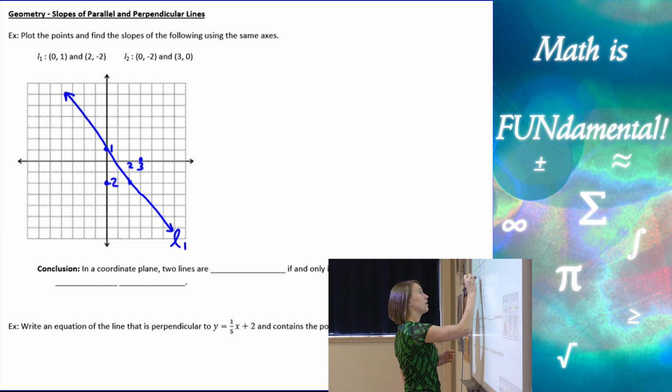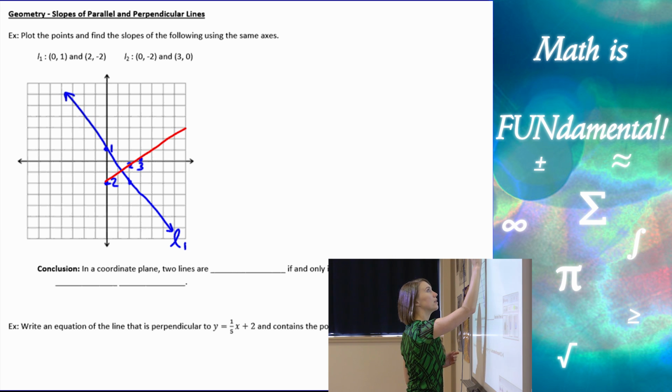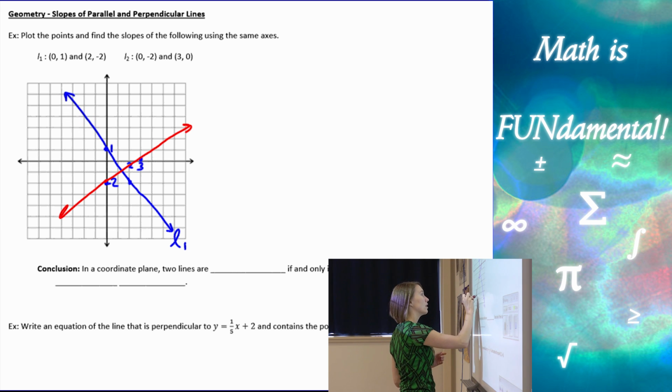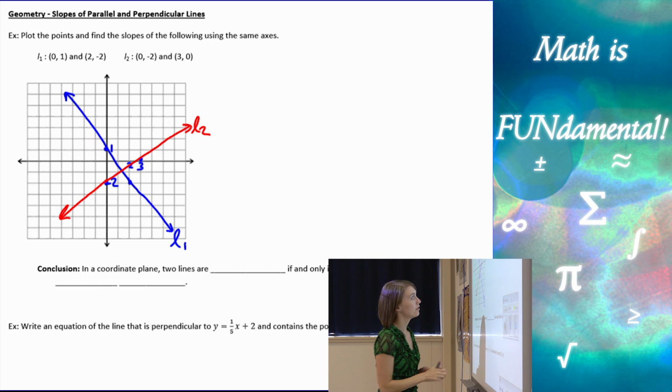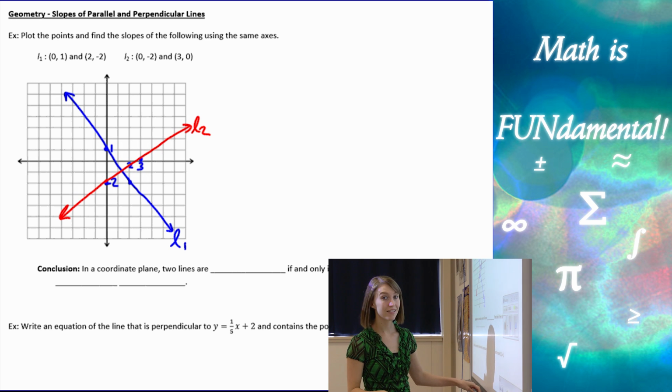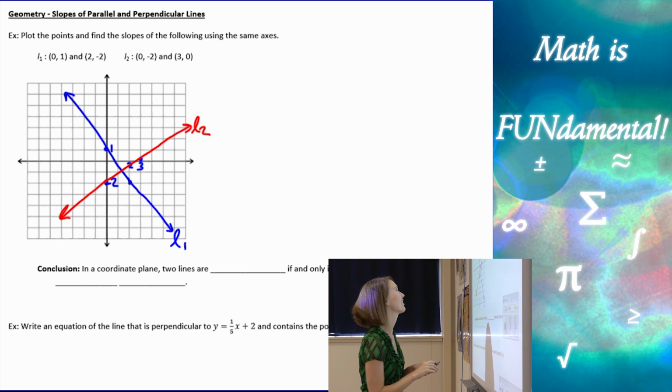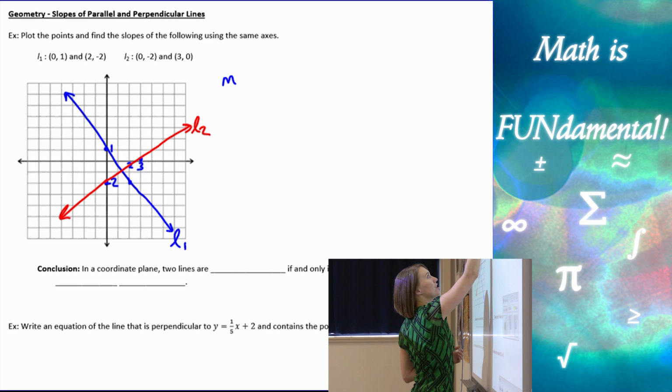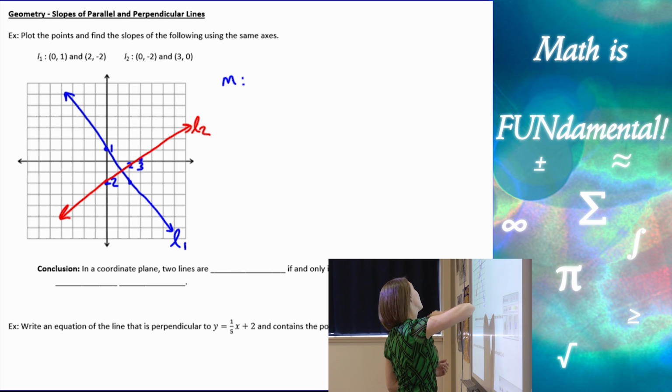So here is my L2. Now, if we look, it looks like those lines are perpendicular, but let's find the slopes to double check. So here we have the slope of, this is the blue one, L1.